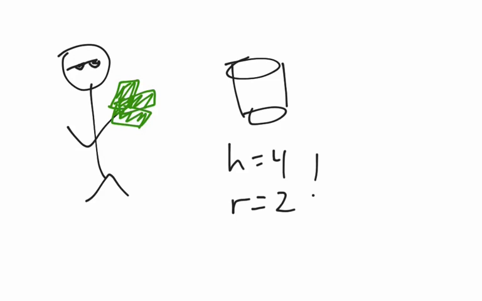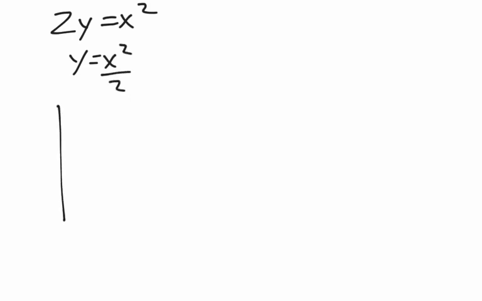Yay! I'm going to do another quick example, less applicable, but still good to know how to do, just in terms of AP style problems. Let's say we have the curve 2y equals x². If I see this, I can solve for y right away, so we're going to do it. y equals x² over 2. It's a parabola. Looks something like that.